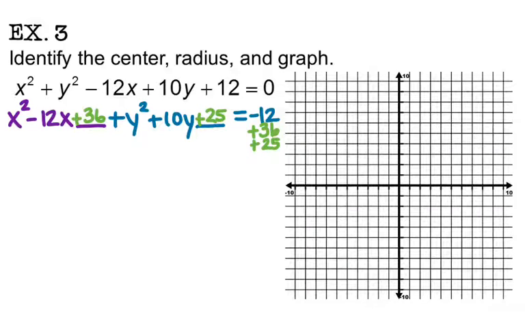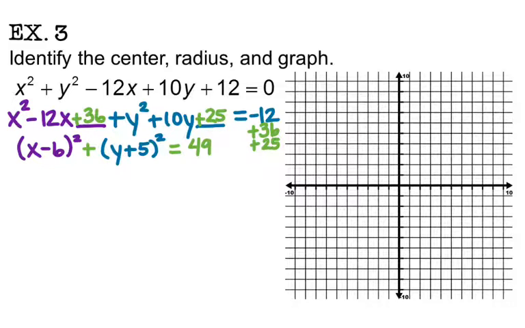So now that I've completed the square for the x's and the y's, I'm going to rewrite both of those as a perfect square. And remember, when you're writing it, it's the number before I squared it. So for the x's, this is going to be x minus 6 all squared. For the y's, it's going to be y plus 5 all squared. And then I went ahead and added negative 12, 36, and 25, and that equals 49.